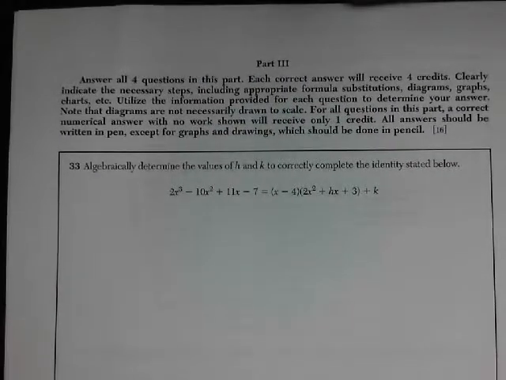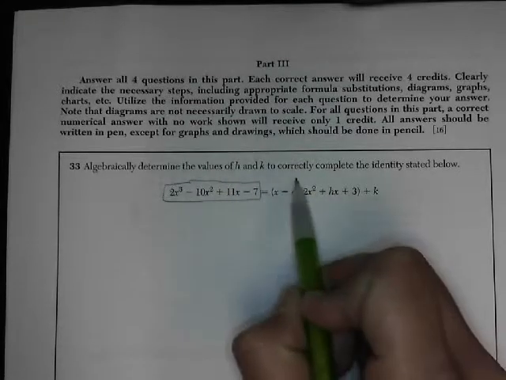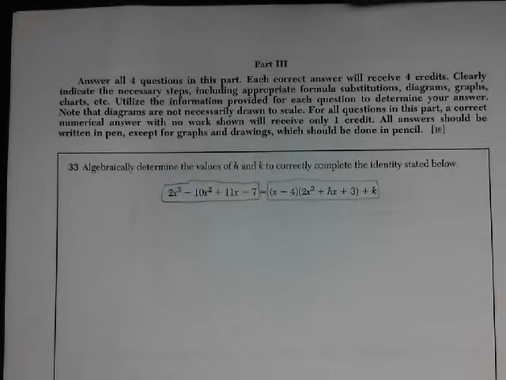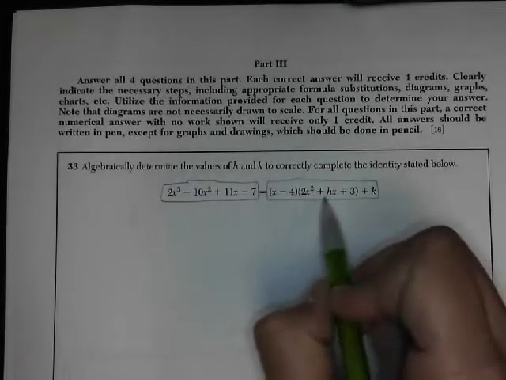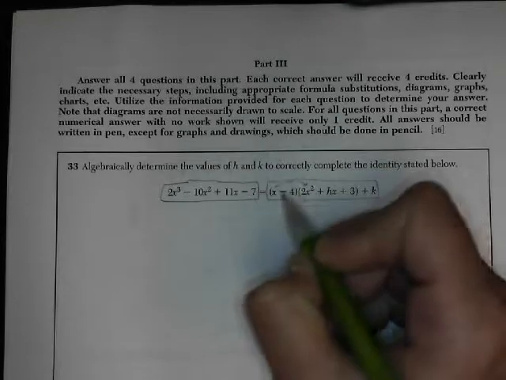Alright, so we are algebraically determining the values of h and k to correctly complete the identity. Remember, in an identity, you want your left side to equal your right side. So we're going to try to find h and k to make that happen. Now, it starts with simplifying each side. The left side's already simplified. On the right-hand side, I'm going to have to do multiplication first.